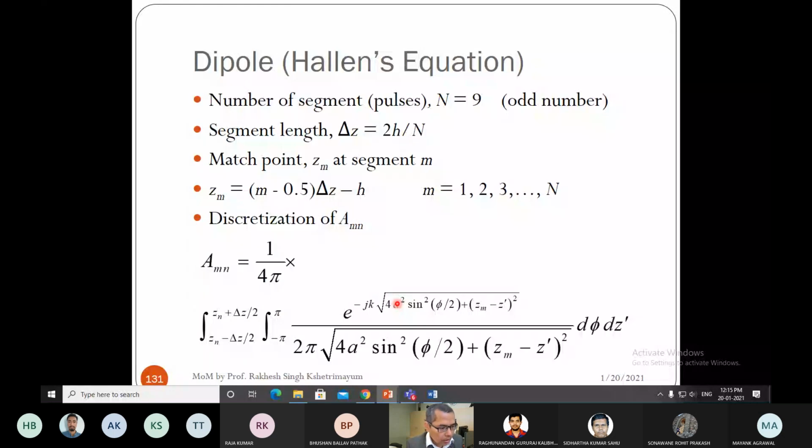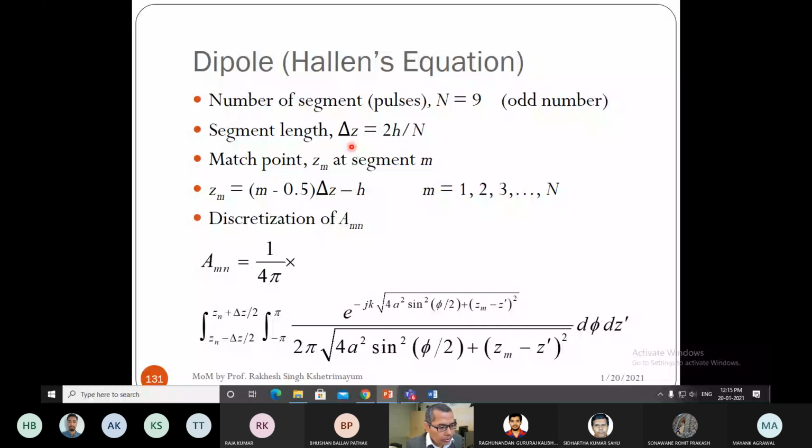So like last time, we'll use the total number of segments, capital N, equal to 9, an odd number, so that I can find out what is the input impedance at the center of the antenna. We have upper arm and lower arm for the dipole antenna. Segment length is delta Z. How much is the size of your segmentation, delta Z?